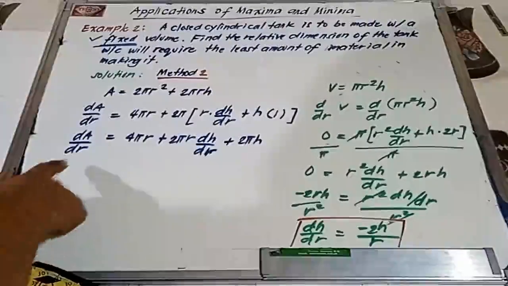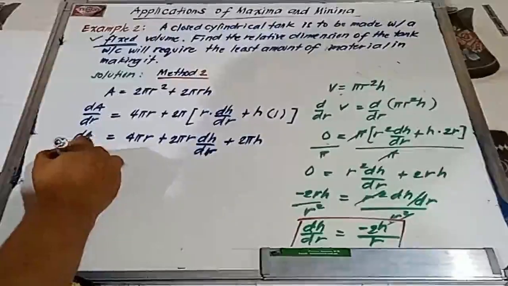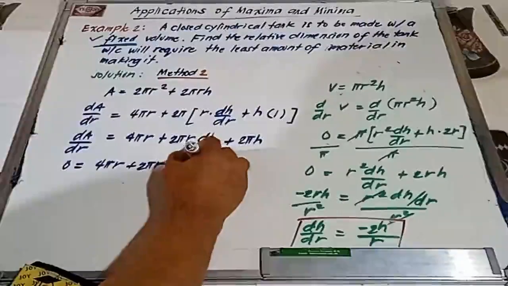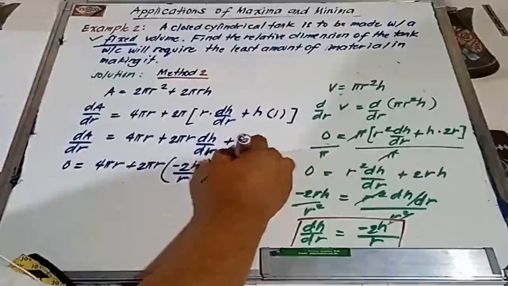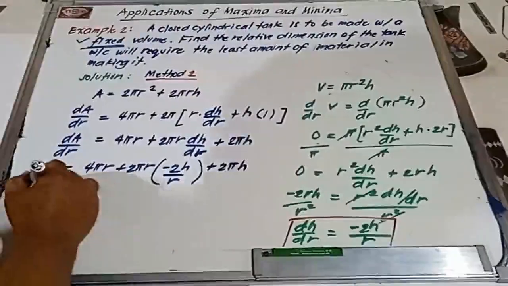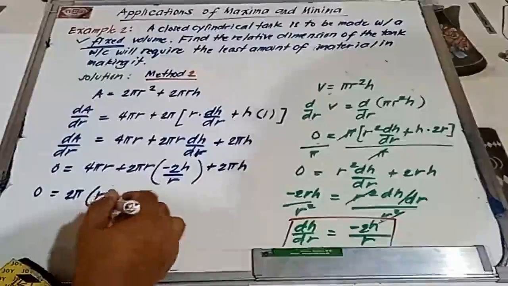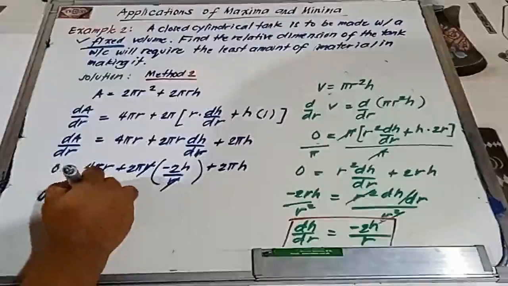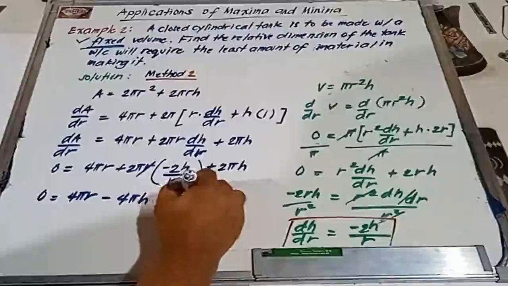Substitute dh over dr. Again, to determine the maximum or minimum of the function, we equate this to 0. So we have 4 pi r plus 2 pi r times dh over dr, which is negative 2h over r, plus 2 pi h. Now, okay, so we have, factor ko yung 2 pi. 2 pi. So, matitira dito yung r. Cancel na to. 0 equals 4 pi r. Cancel yung r. This is negative 4 pi h plus 2 pi h.